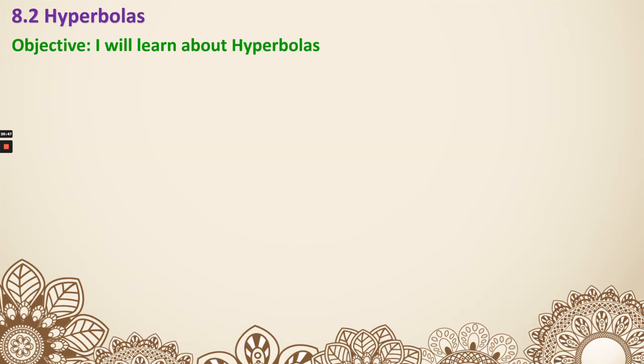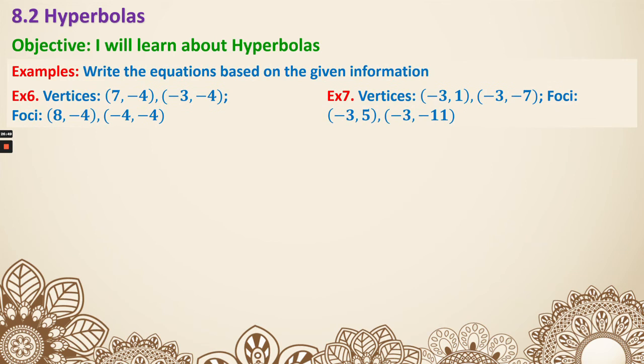Moving on, example 6. This time you are given the vertices and you are given the foci and it is asking to write equations. We don't have to draw a full graph, but at least we need to generate a general idea. Let's say this point is 7, -4. -3, -4 would be to the left of it. These are my vertices. So I can clearly see my center is going to be right in the middle.